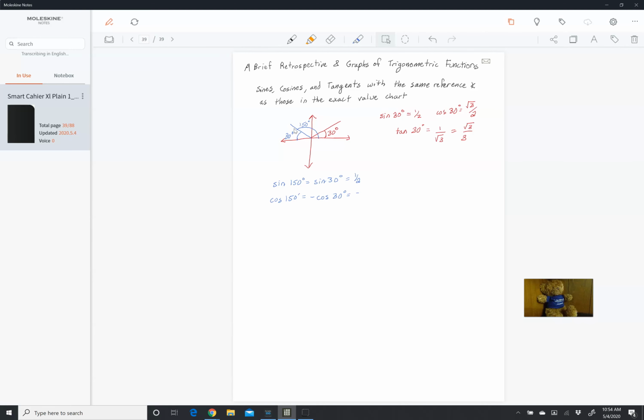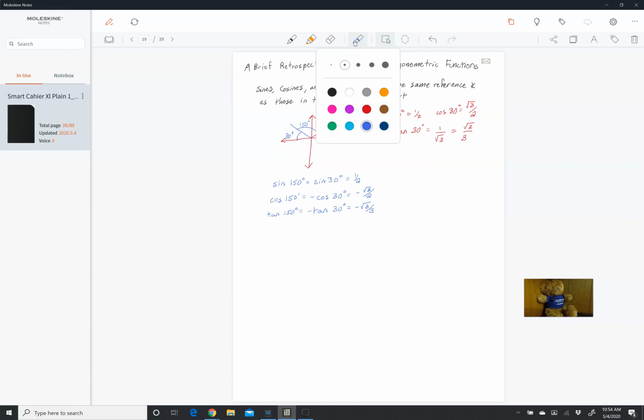Or negative square root of 3 over 2. And the tangent is also negative in quadrant 2. So the tangent of 150 is the negative tangent of 30 degrees, or negative square root of 3 over 3.